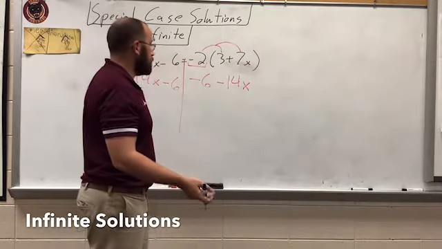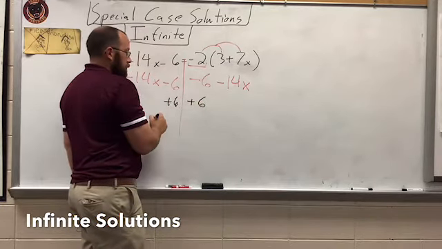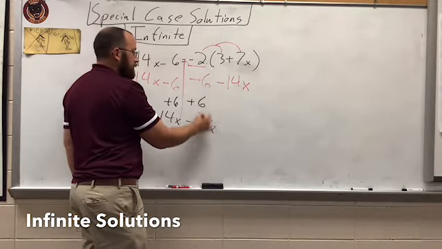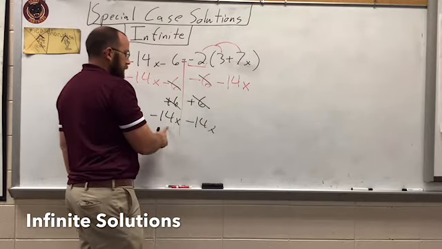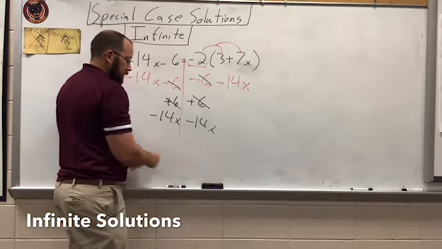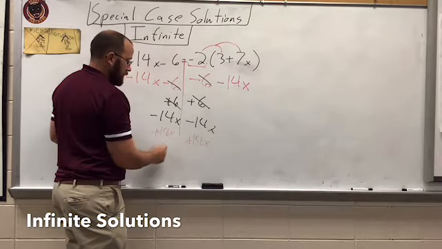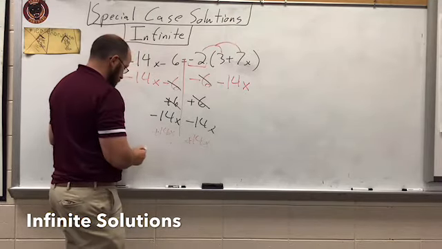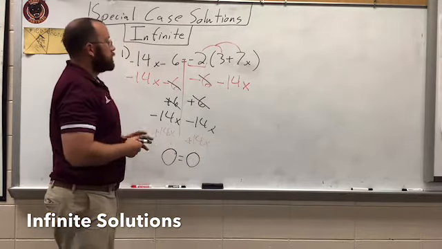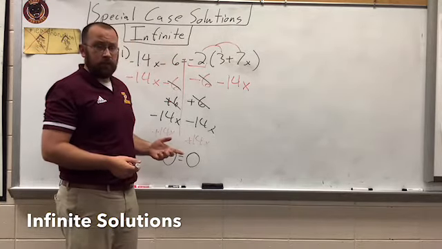So what you do here is you finish up. I'll add 6 to both sides. That just brings me negative 14x and then negative 14x, because these cancel out. And is that the same thing? Yes. If you want to go a step further, you can, just to prove it. Plus 14x, plus 14x. That gives you 0. 0 equals 0.